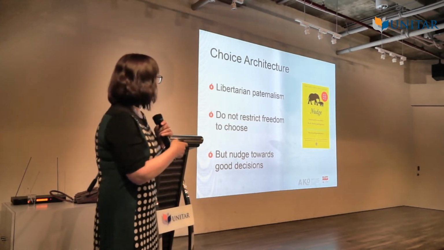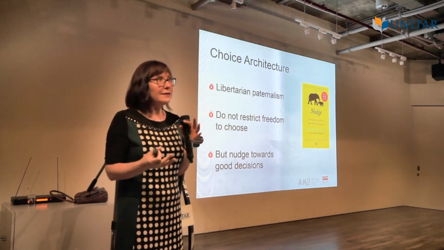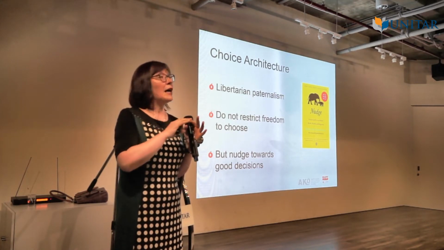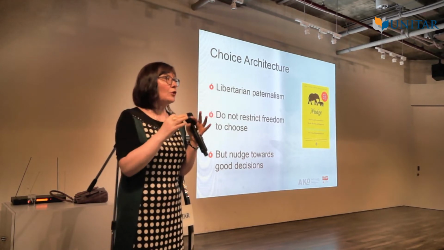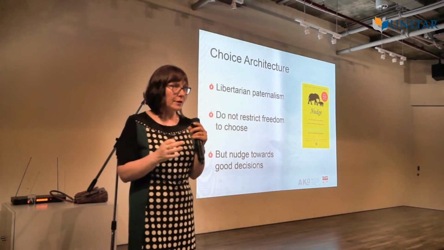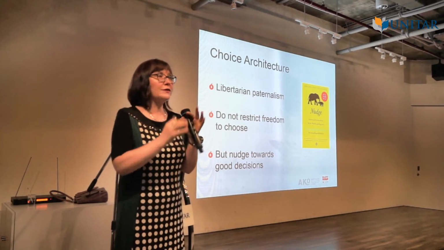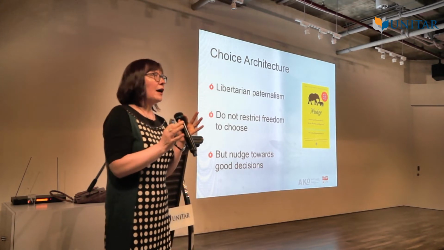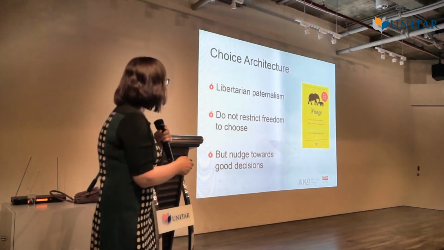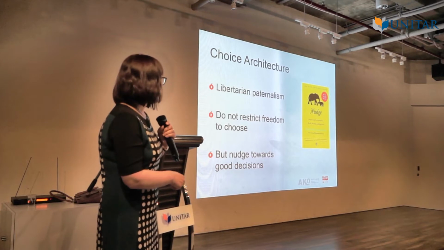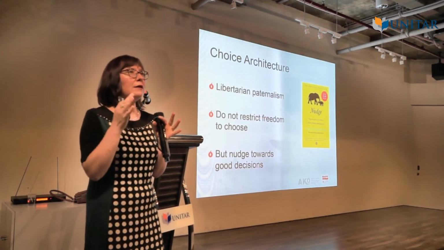So this choice architecture is about how we help people make better decisions, but at the same time not forcing them to make a particular decision, giving them choice, and not limiting the freedom of choice, okay? The approach they use, they call it libertarian paternalism. So you still have choice, but you have more information about how to make a good choice, okay? So we are not restricting freedom, but we are nudging, that's why it's called nudge. We are nudging the user towards making good decisions.